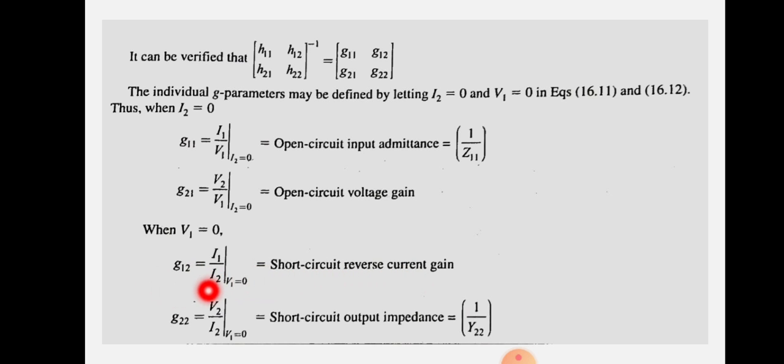And next, G22 equals V2 by I2. Here the ratio is voltage by current, that is impedance. It is obtained by short circuiting the first port, so we call it the short circuit output impedance. And the impedance is the inverse of admittance, so G22 is related to admittance as G22 equals 1 by Y22. So this is the inverse hybrid parameter.